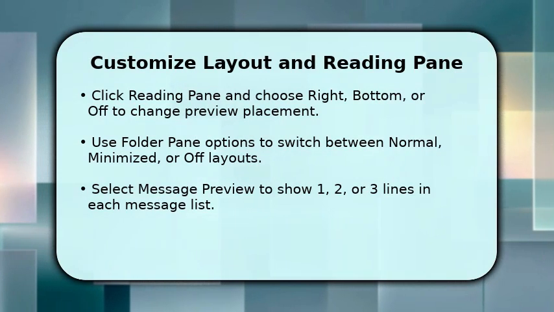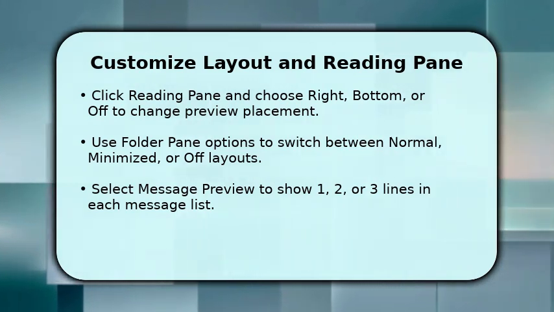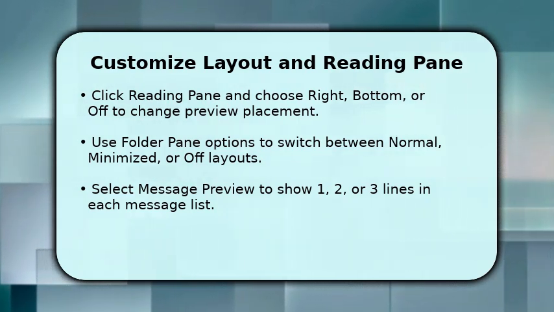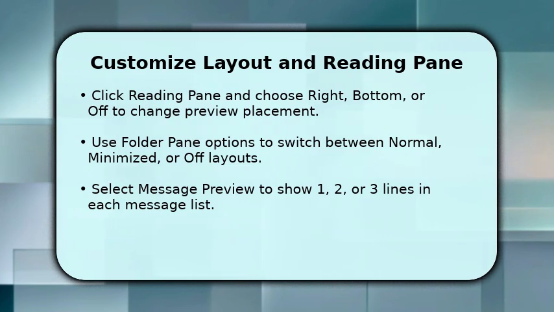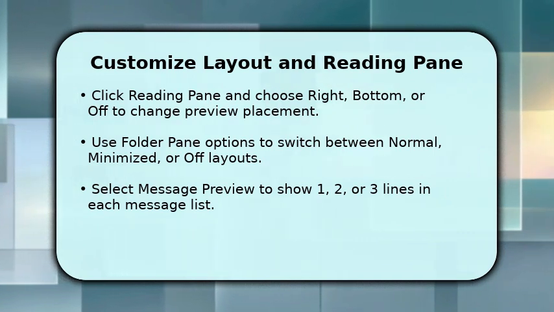Click Reading pane and choose Right, Bottom, or Off to change preview placement. Use the Folder pane menu to switch between normal, minimized, or off layouts for navigation. Open Message Preview and select 1, 2, or 3 lines to control snippet length.